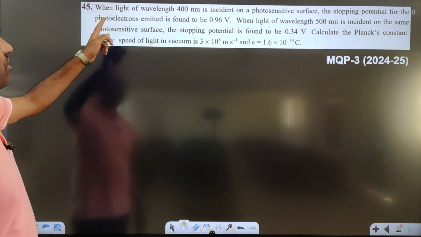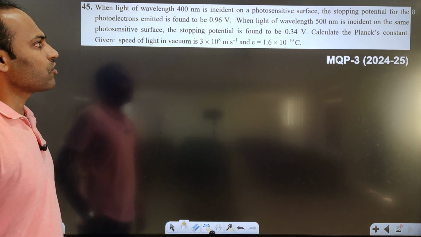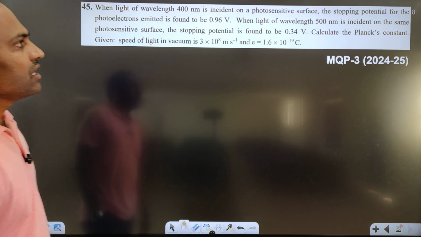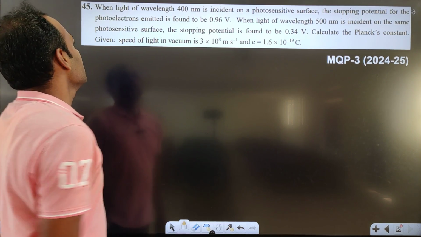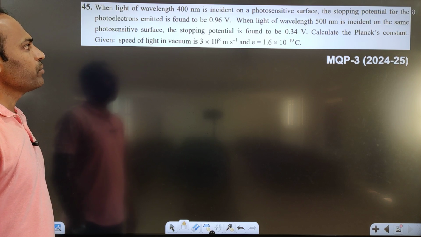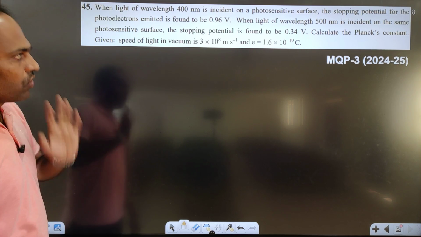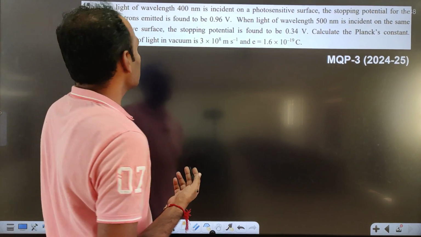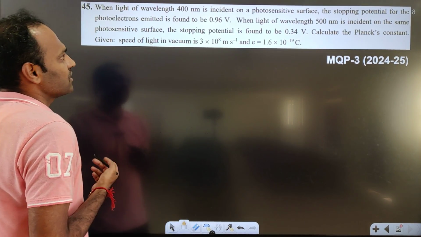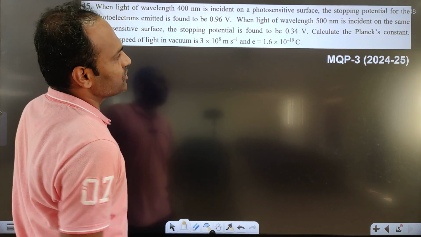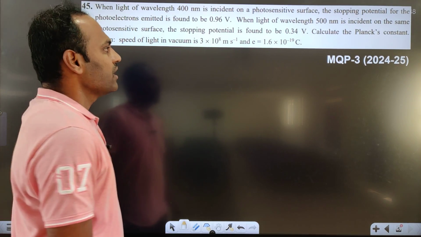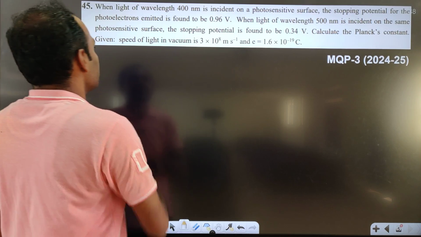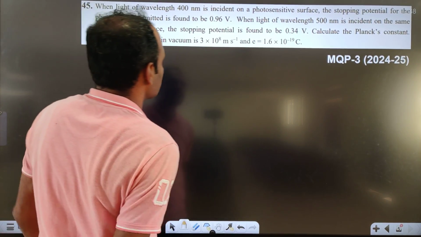See, when a light of wavelength 400 nanometer is incident on a photosensitive surface, the stopping potential for the photoelectrons emitted is found to be 0.96 volt. When light of wavelength 500 nanometer is incident on the same photosensitive surface, the stopping potential is found to be 0.34 volt. Calculate the Planck's constant. Given speed of light and electronic charge.